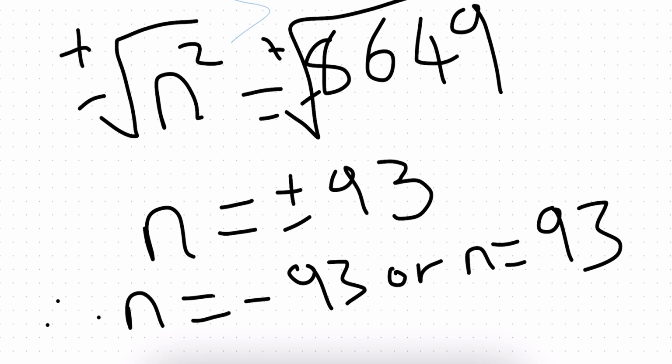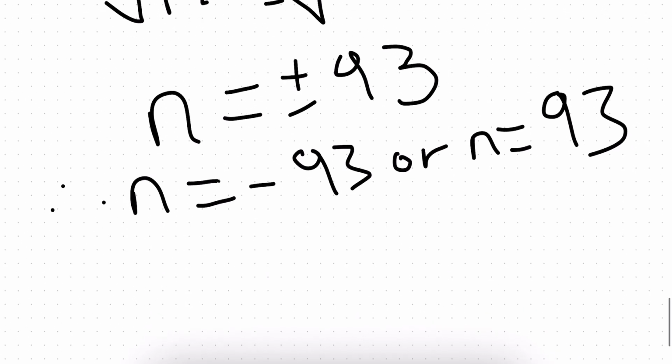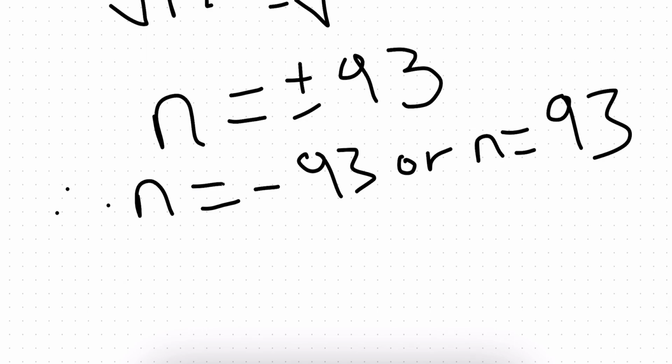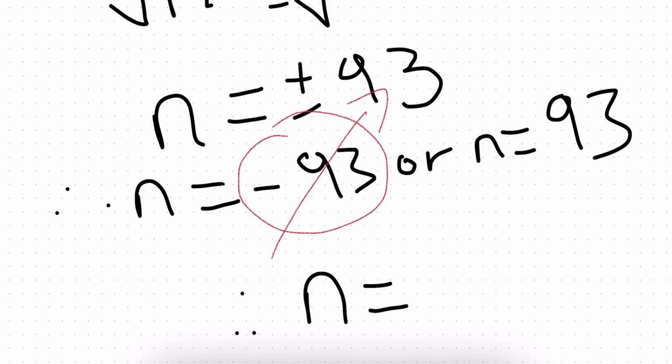Then you ask yourself, what are you dealing with here? Are you dealing with random things, or you're dealing with term numbers? You'll be like, okay, cool. A term number can never be negative. You can't say this thing is located at negative 94 seats. When you count, you always count in positive terms. So this answer is not applicable. You just scratch it. So therefore, your n should be equal to 93.